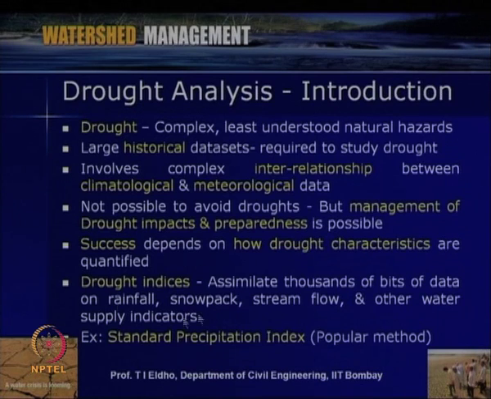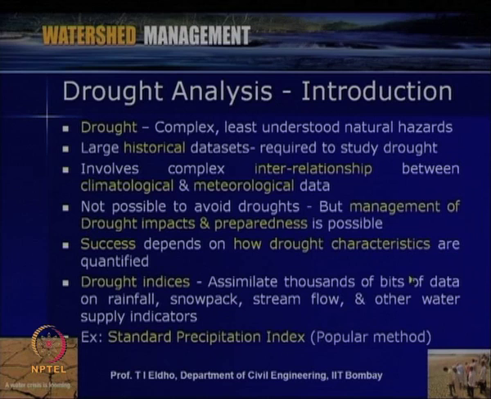As we discussed in the last lecture, it is not possible to avoid droughts, but management of drought impacts and preparedness is possible. So drought mitigation is possible to a certain extent. We have to understand the various aspects of the drought, whether it is meteorological drought, hydrological drought, or whichever type of drought. We have to analyze the drought to understand the starting, the intensity or the duration, and various such aspects.